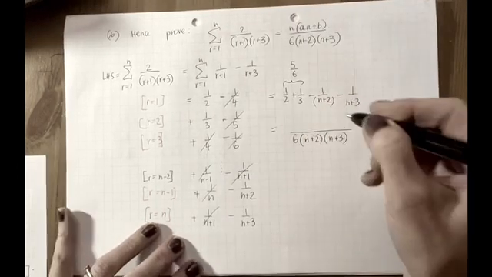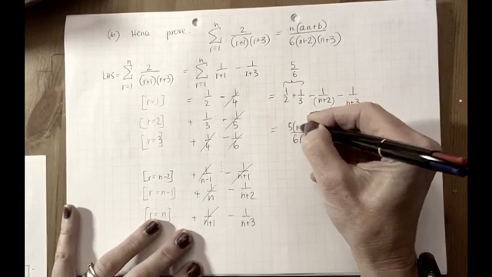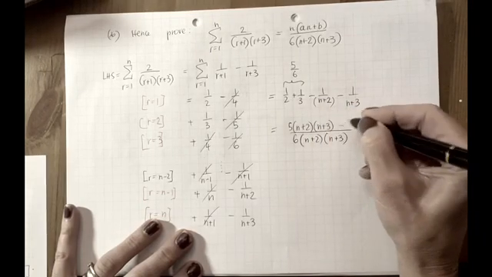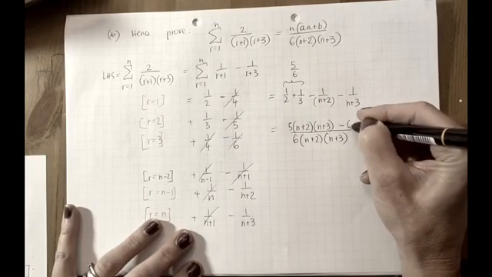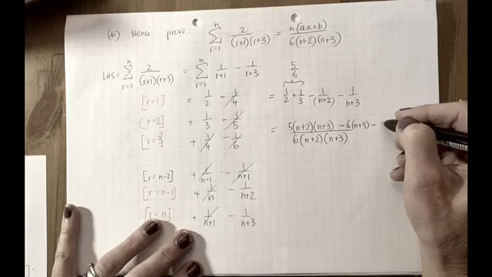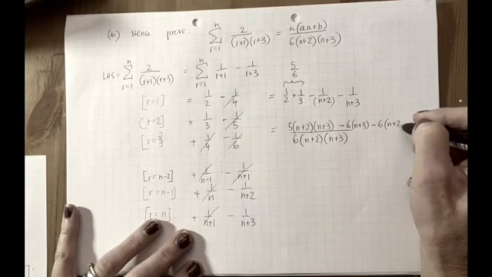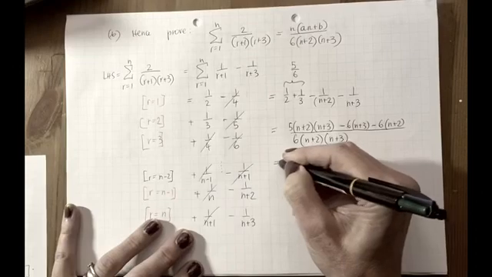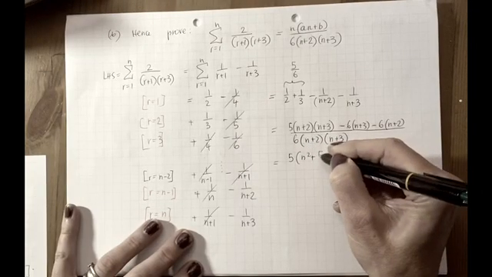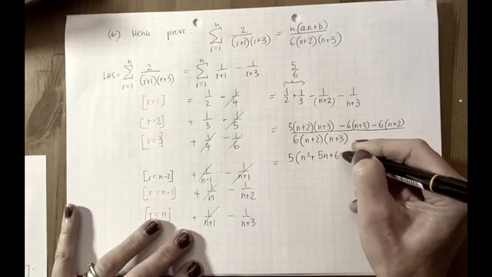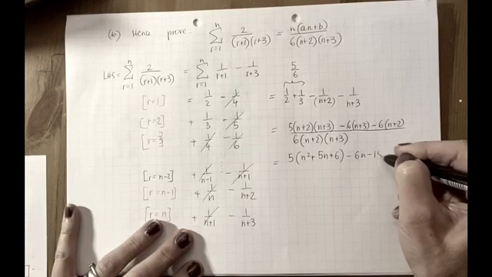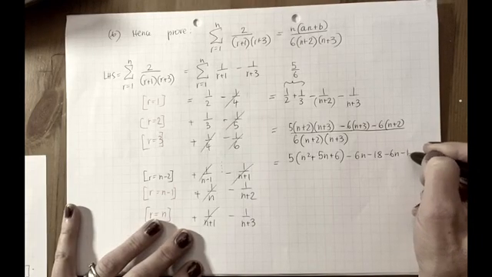So 5 will be multiplied by that. N plus 2 multiplied by n plus 3. And this fraction needs to be given 6 and n plus 3. And this one will need to be multiplied by 6 and n plus 2. Okay, so let's tidy up the numerator. You've got 5 times n squared plus 5n plus 6 minus 6n minus 18 minus 6n minus 12.